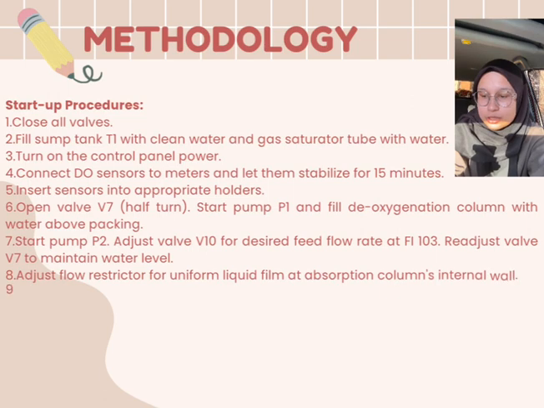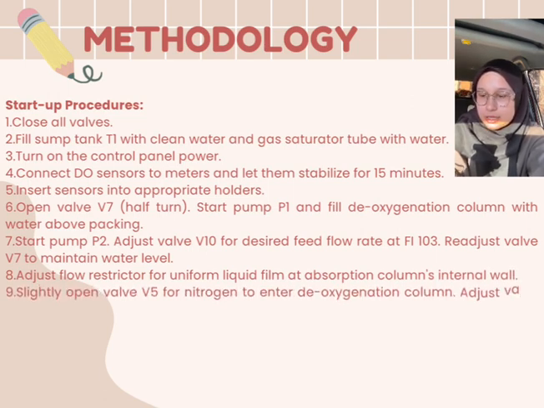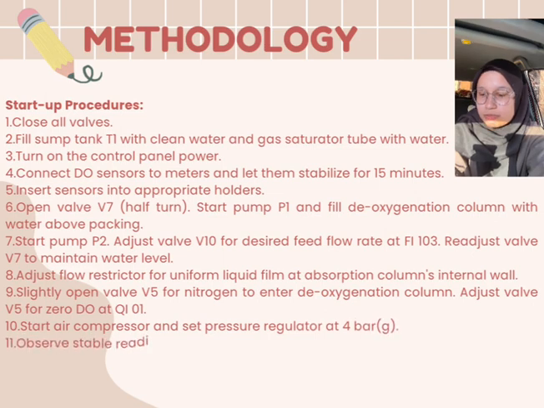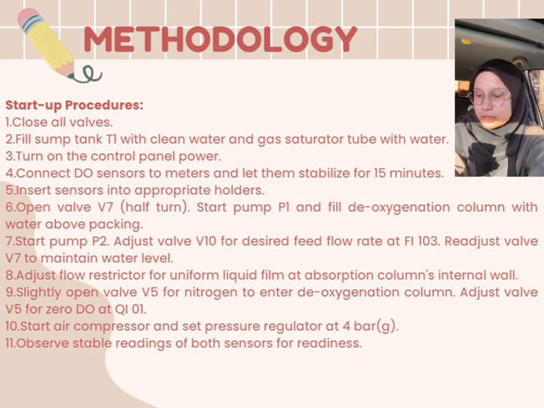Adjust valve V10 for the desired feed flow rate at FI 103. Readjust valve V7 to maintain the water level. Adjust the flow restrictor for uniform liquid film on the absorption column's internal wall. Slightly open valve V5 for nitrogen to enter the deoxygenation column. Adjust valve V5 for 0 DO at QI01. Start the air compressor and set the pressure regulator at 4 bar. Observe stable readings of both sensors for readiness.